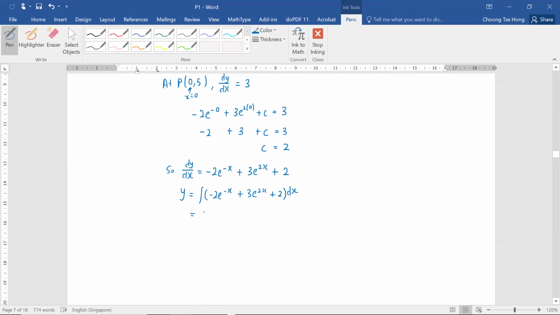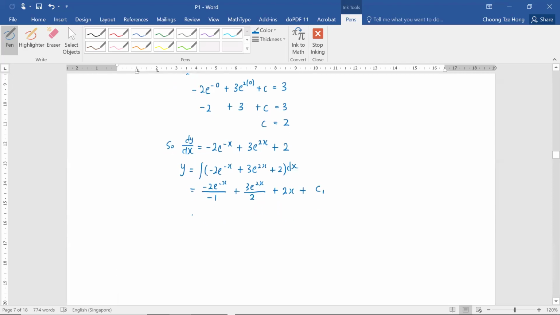Okay, so same thing, we integrate, you get this. Differentiate the power, you get -1 and divide below. This one will be the same thing. Differentiate the power 2x, you get a 2 and divide below. And we integrate 2, you just get 2x. Then there will be another constant. This time we're going to call it C1. Right, so now that we know y already.